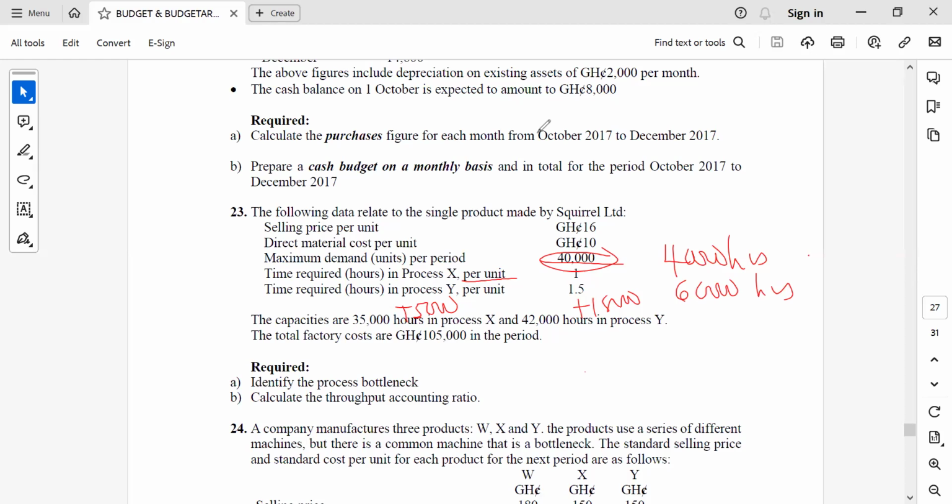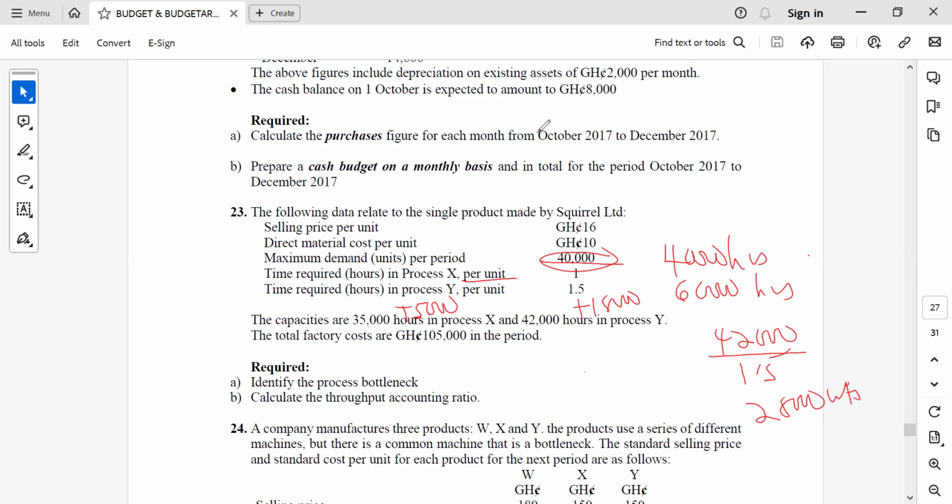Because let's come here. If you're using process Y, how many units will be produced? We have 42,000 hours, and each unit takes 1.5. So 42,000 divided by 1.5, I'm getting 28,000. Are we okay? Is that 28,000 units? Yeah.